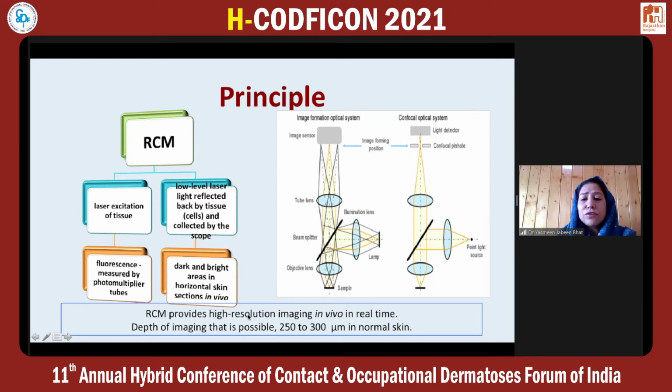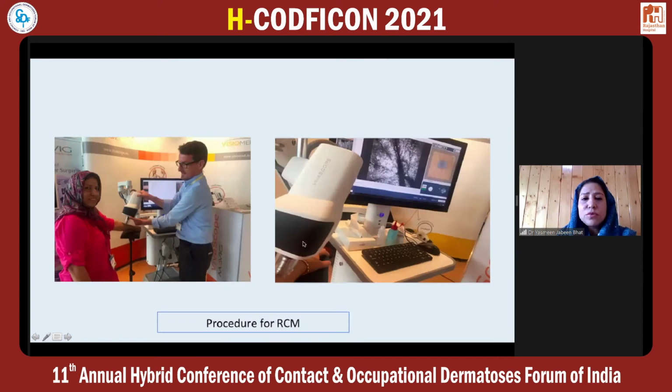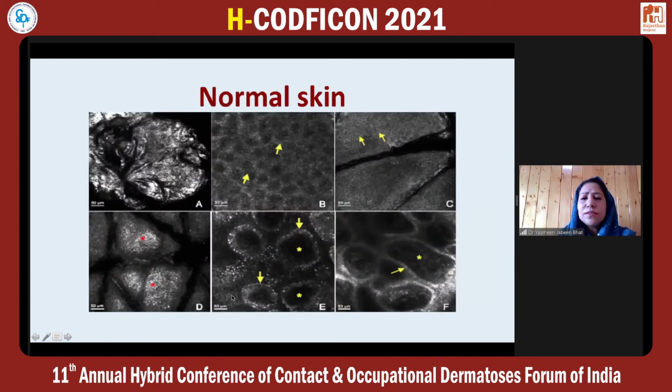So it provides high resolution imaging in vivo in real time, and the depth of imaging that is possible is very deep, 250 to 300 micrometers in normal skin. So this is the procedure for confocal microscopy. It's a non-invasive kind of thing. And this is the normal skin. In the aerial sections, the different layers of the skin can be easily made out.